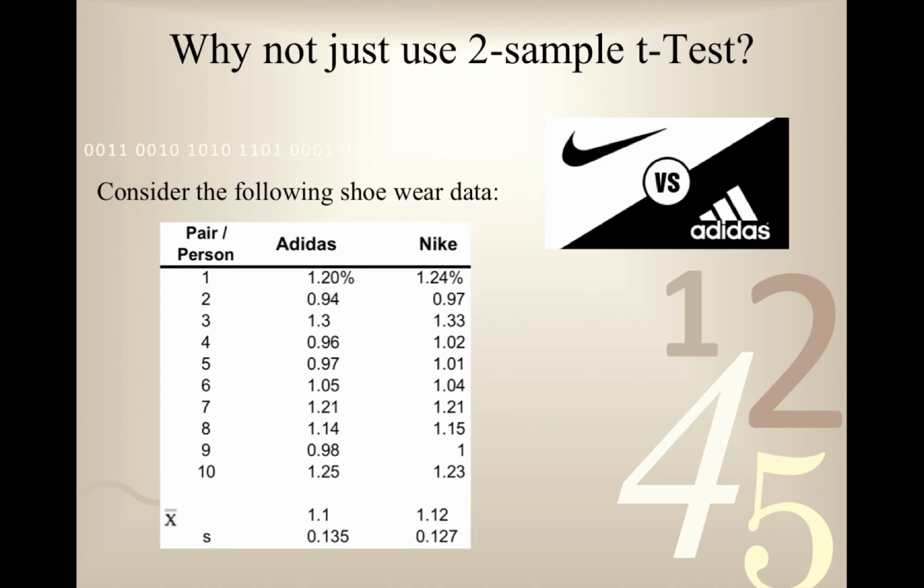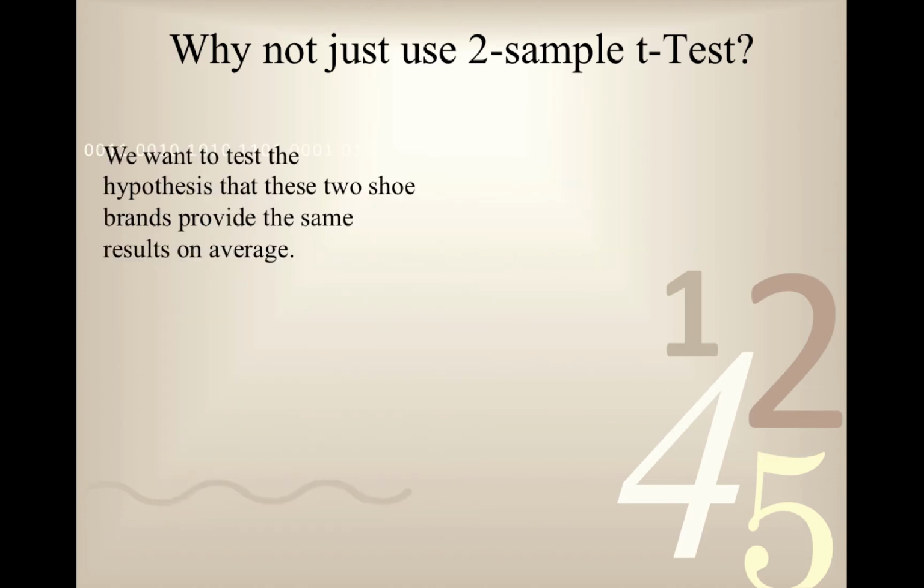So let's consider the following shoe wear data. Each person wears an Adidas and then each person wears a Nike. And we measure the tread wear on the Adidas and we measure the tread wear on the Nike. And we do this for 10 people. And so that's the data that we're seeing in front of us right now. All right, we want to test the hypothesis that these two shoe brands provide the same results on average.